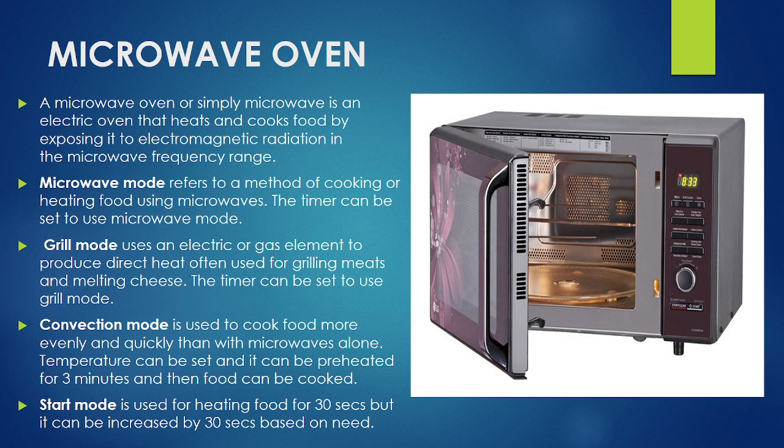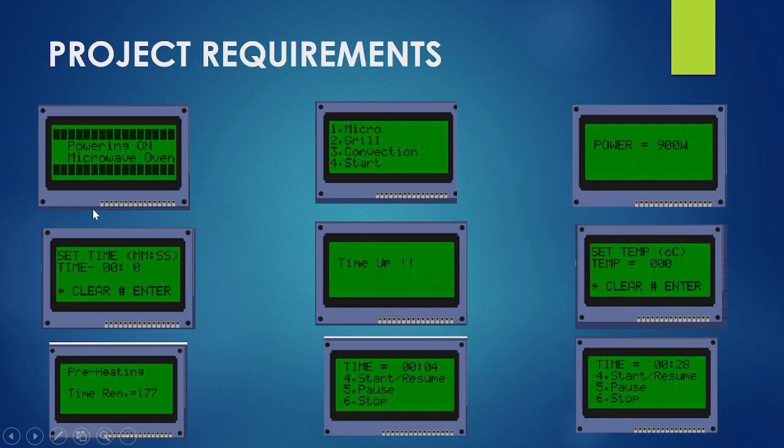So it is a very quick way of cooking the food because the oven is already preheated. And in the start mode, we can say that it is a quick way of heating something. So we just put it inside the microwave oven and press the start button. It will heat the food for 30 seconds, but we can also increase the duration by 30 seconds if we press the start button again. So these are the functionalities we are going to implement on the microwave oven. So these are the project requirements.